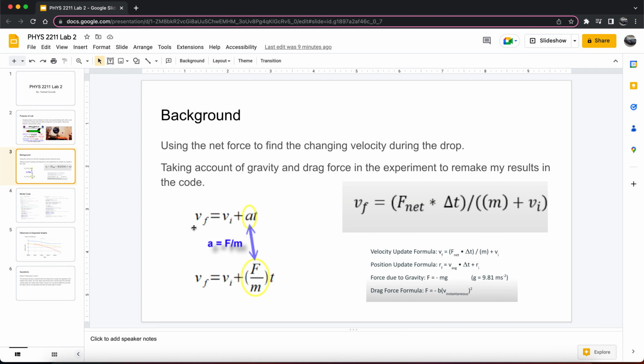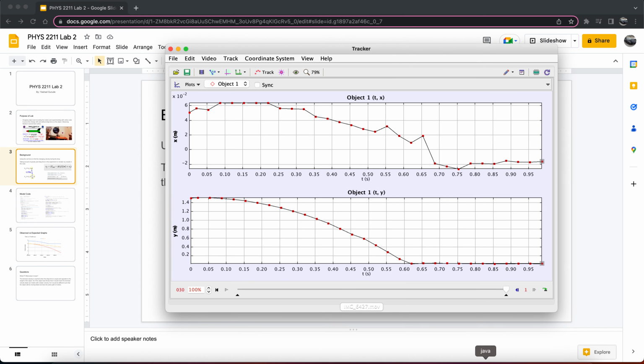And here are just some equations as well. Final velocity equals vi, initial velocity, plus at, and because F equals ma, which is Newton's second law, a equals F divided by m, and it's substituted here to get the new equation. And this equation right here is from the previous lab, which we reused. And then obviously the kinematics with the velocity update formula and position update formula. Alright, and then we'll go to Tracker.